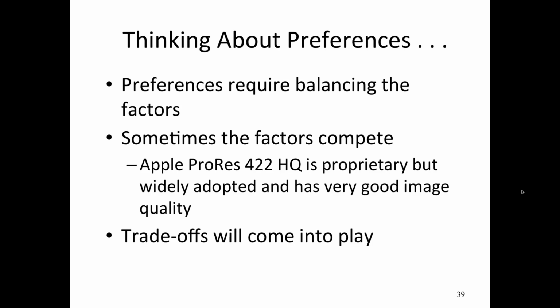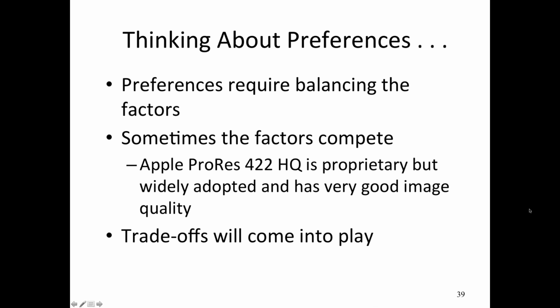Okay, so in practice, preferences among digital formats will be based on a finding of a balance among all of these factors that we just talked about. Sometimes the factors compete, as we mentioned before. For example, some formats are widely adopted for delivery of content to end users, but they're proprietary or they apply a compression that you don't want. In such cases, disclosure can be a substitute for transparency.